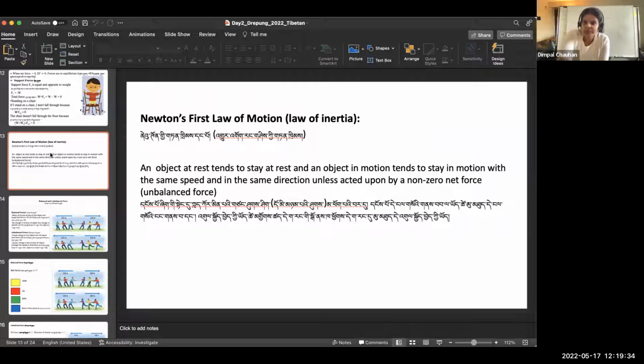So now just see the words I'm using here, non-zero force. So non-zero means it has some value. So the force is not balanced.